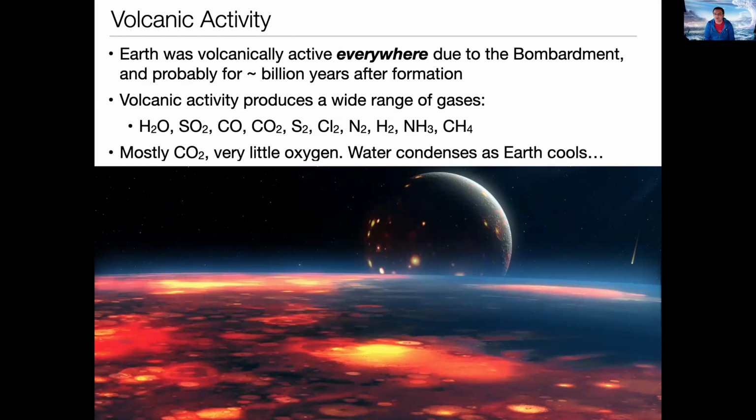I mean, everywhere on Earth was volcanic. It was active because volcanoes were bursting up. The crust itself had been pummeled. It was very hot. It was melting, right? Everywhere for probably 1 billion years or so after the formation of the Earth.